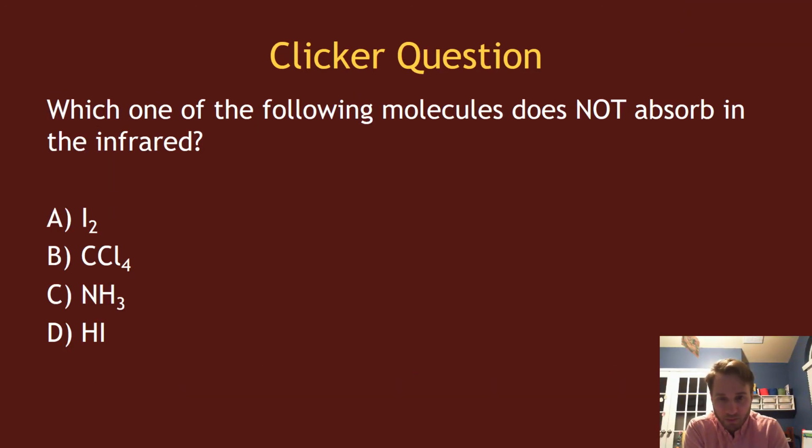All right, so now for a couple quick questions. Which of the following molecules does not absorb in the infrared? To absorb in the infrared, that's a vibrational transition. Basically you need to have some sort of vibration that's going to induce a dipole moment in your molecule, and that's just never going to happen for I2.